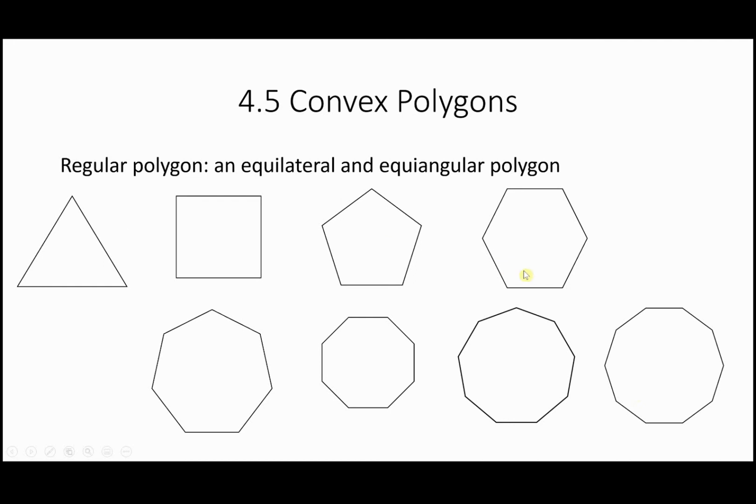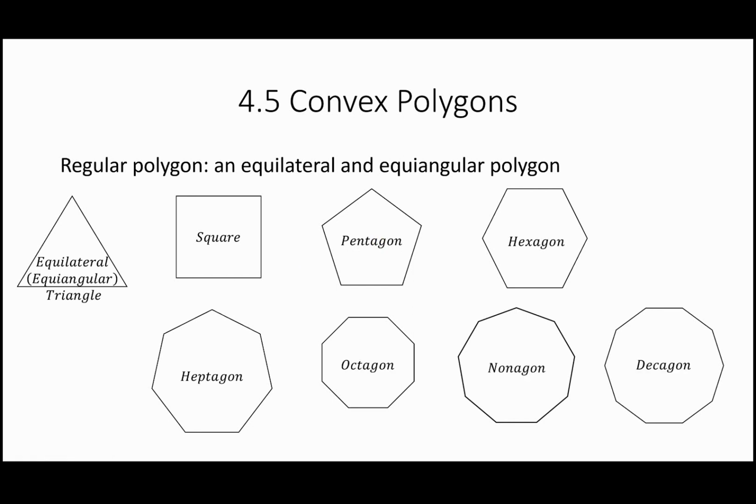Okay, so what you see here in your lecture notes and on the screen is an example of an equiangular and equilateral version of the 3 through 10-sided polygon. So this is a regular triangle, or an equilateral triangle is what it's more commonly called. An equilateral quadrilateral is called a square. We'll get into the formal definition of that in chapter 6. Here is a regular pentagon. Here's a regular hexagon, a regular heptagon, a regular octagon, a regular nonagon, a regular decagon.